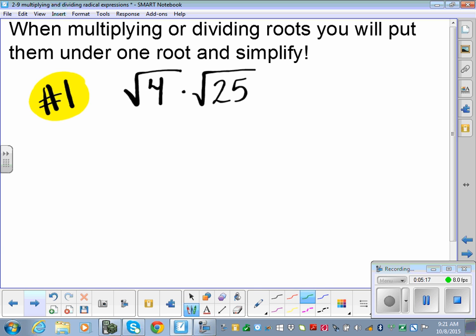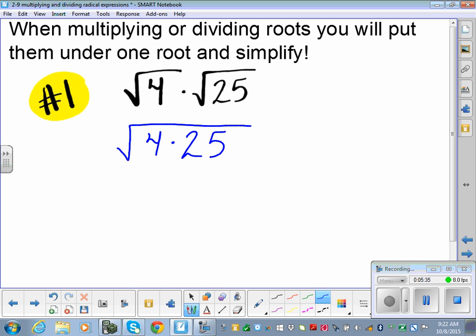So let's do number 1. Let's start out with just numbers. So we have the square root of 4 times the square root of 5. Can we multiply these? Yes, they're both square roots. So we're going to rewrite this as the square root. Now take my suggestion. Just rewrite it as 4 times 25 under the same root.